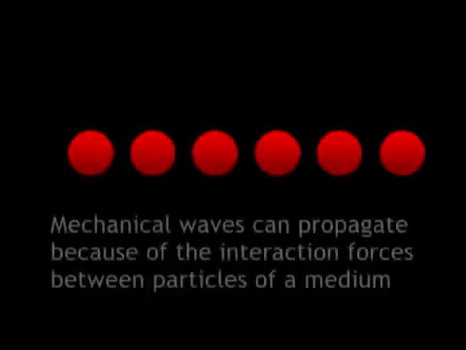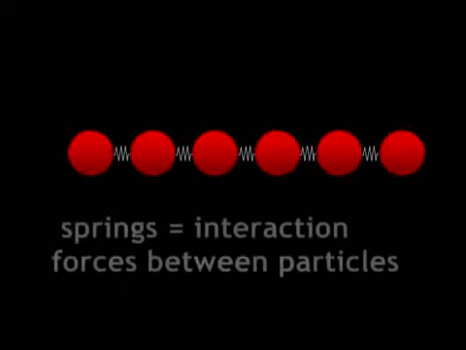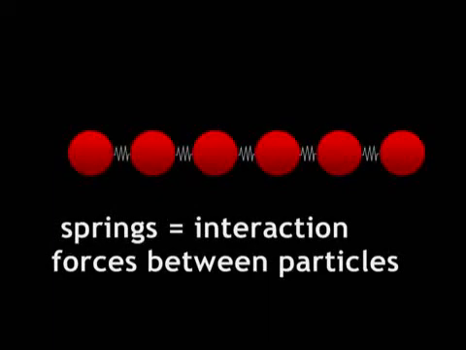Waves are able to propagate through a medium because of the interaction forces between the particles of the medium. These particles could be atoms or molecules. To understand wave propagation, it is good to imagine the particles of the medium as connected by springs. The springs may represent the interaction forces between the particles of the medium.